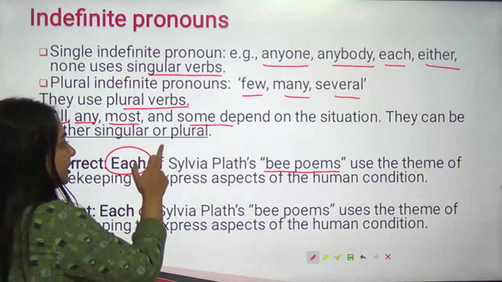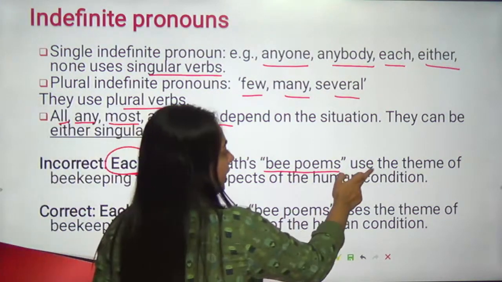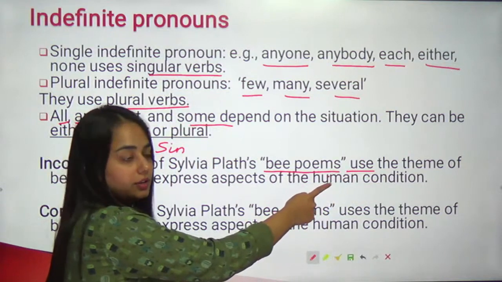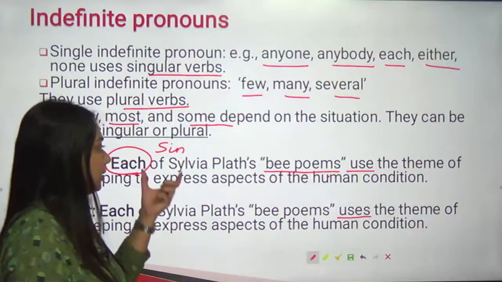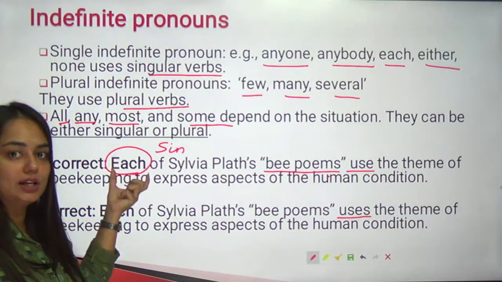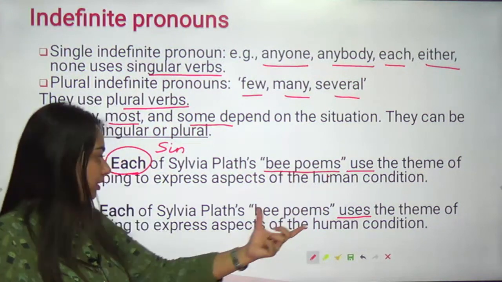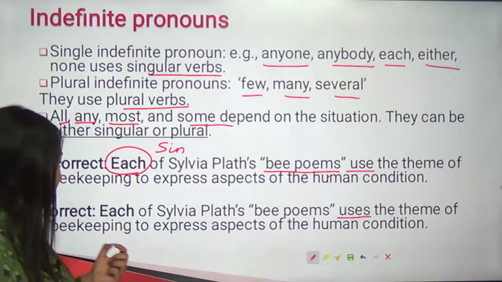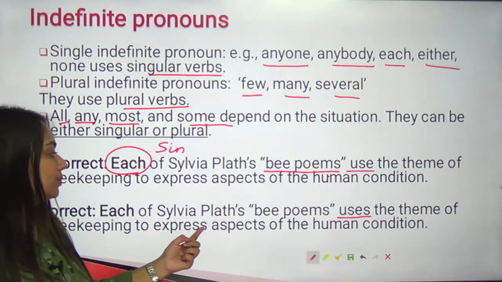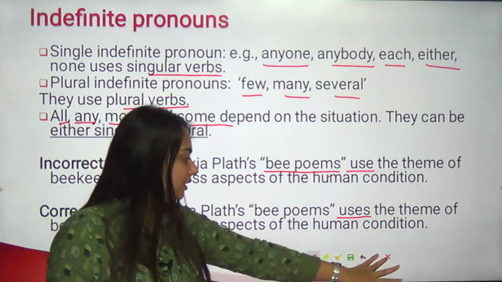So each is singular. Singular subject. How can we use a plural verb here? "Use" is a plural verb. I have to say "uses", because my subject is singular, my subject is each. So I am talking about only one poem of Sylvia Plath at a time. Each of Sylvia Plath's bee poems uses the theme of beekeeping to express aspects of human condition. I hope we are clear with this one.